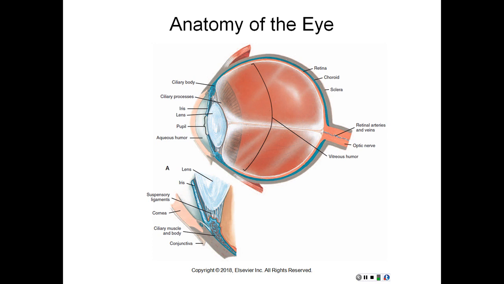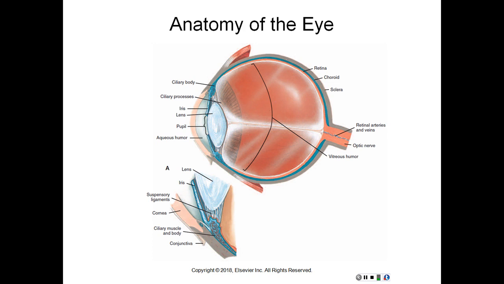Choroid, middle layer of the eye which is interlaced with many blood vessels that supply nutrients to the eye. Iris, pigmented muscular structure that regulates the amount of light entering the eye by controlling the size of the pupil. Pupil, opening in the center of the iris. Lens, lies directly behind the pupil. Its function is to focus and bend light. Retina, innermost layer of the eye which contains the vision receptors.